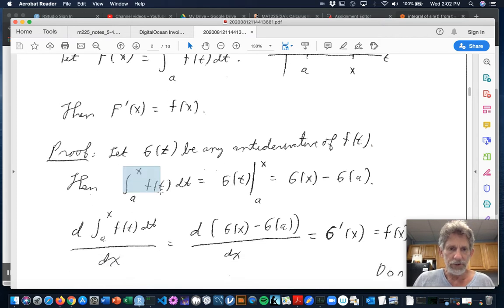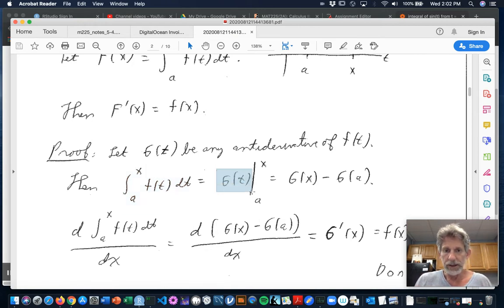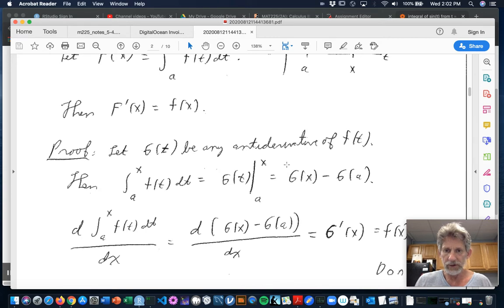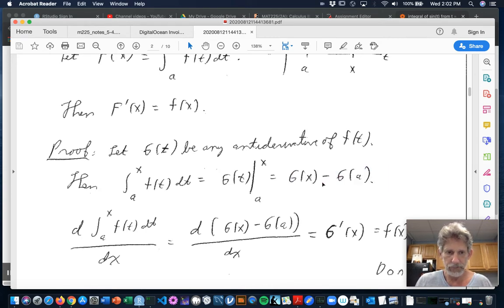So by the first fundamental theorem of calculus, the signed area from a to x of little f of t would be something you could get by taking that antiderivative g of t and evaluating from a to x. So it would be g of x minus g of a.